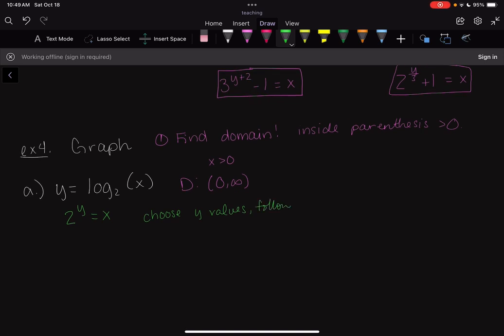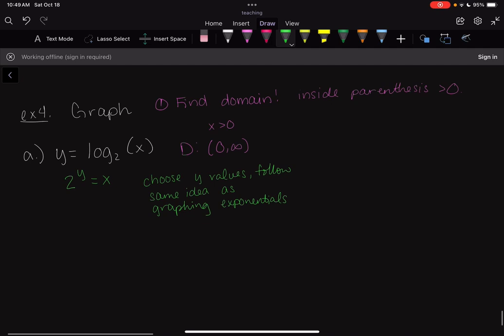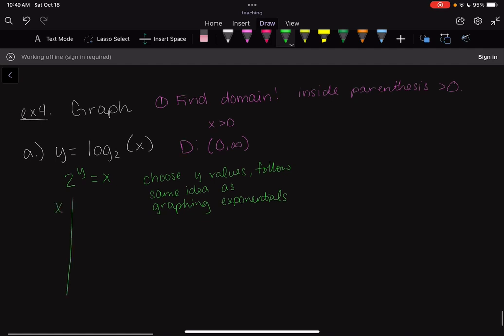And I follow the same idea as graphing exponentials. So in this case, if you remember when we graphed exponentials, I would always say whatever makes the inside 0. So whatever makes the inside of the exponent 0, that should be your first point. So in this case, what's the y value that makes our exponent 0?